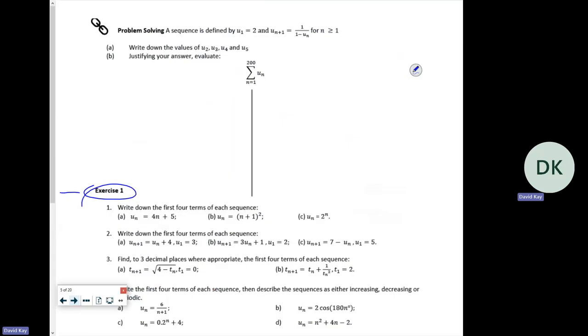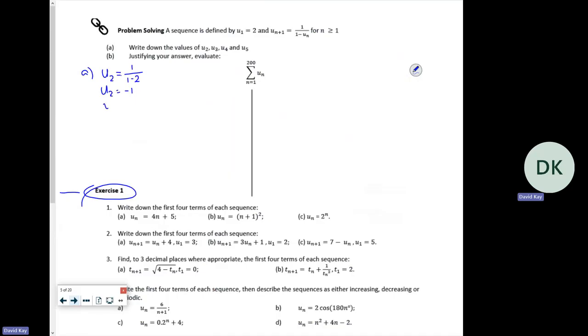So it says, a sequence is defined by u1 is 2 and u(n+1) is 1 over 1 minus u(n). Oh, I don't know what I'm saying. You know what it says. So write down u2. So u2 will be 1 over 1 minus 2. So is that going to be a minus 1 then? So u2 is minus 1.